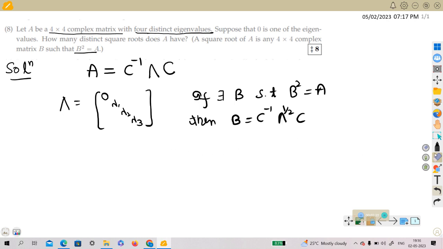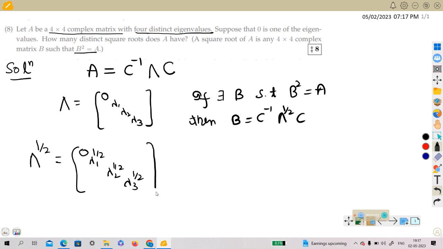What I mean by this is that because it's a diagonal matrix, we can just play with it like real numbers, complex numbers. This is the advantage of the diagonal matrix, and maybe that's why they have given that it has 4 distinct eigenvalues, so it's diagonalizable. So gamma to the 1 by 2 is this, and these are all zeros.